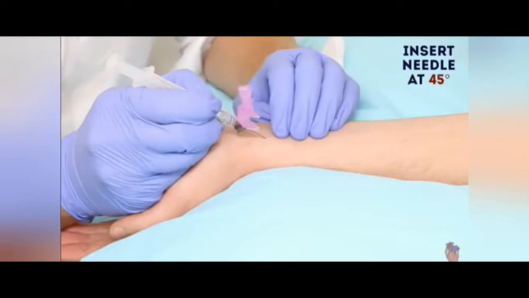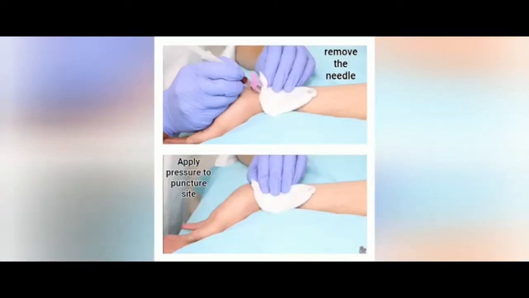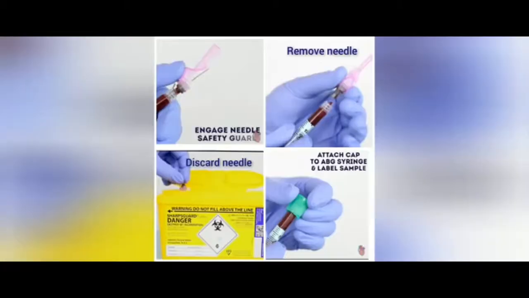Then go ahead and insert the needle at a 45-degree angle. Now, observe the flashback as blood flows into the syringe. Then, remove the needle and apply pressure to the puncture site with some gauze. Engage the needle safety guard, then remove the needle and discard.